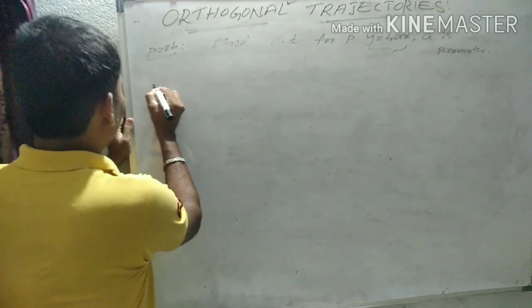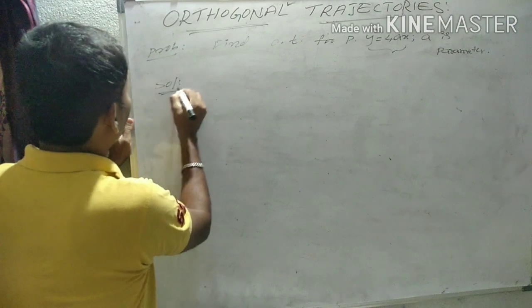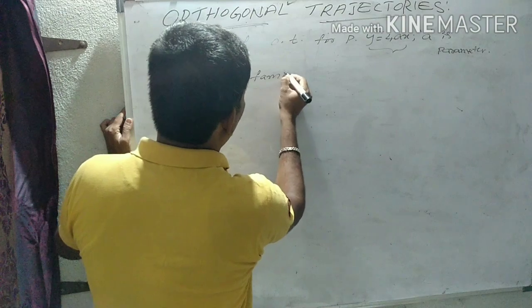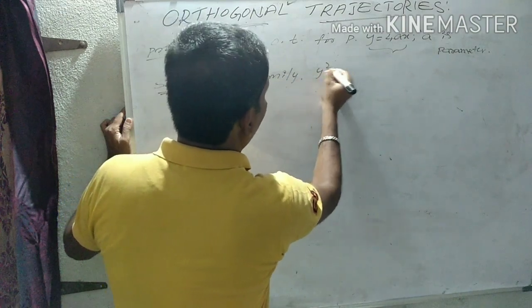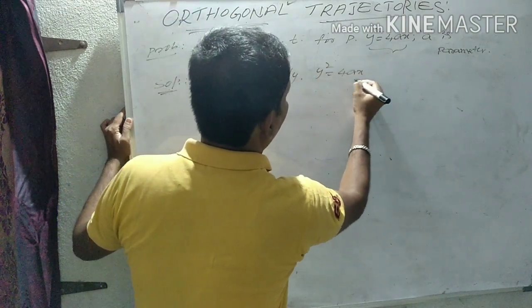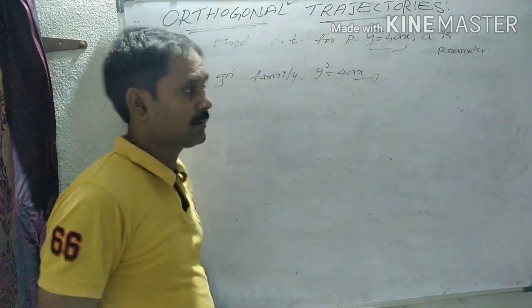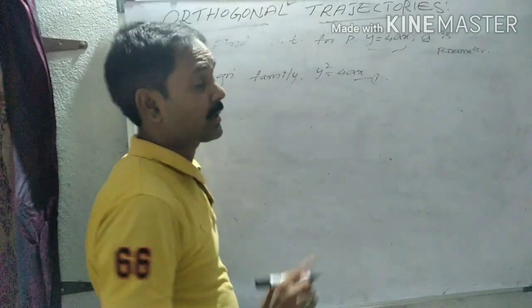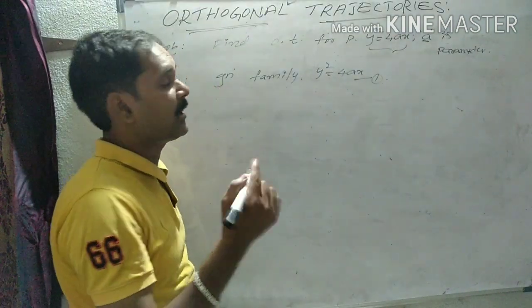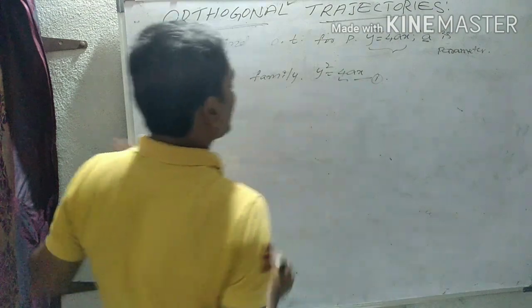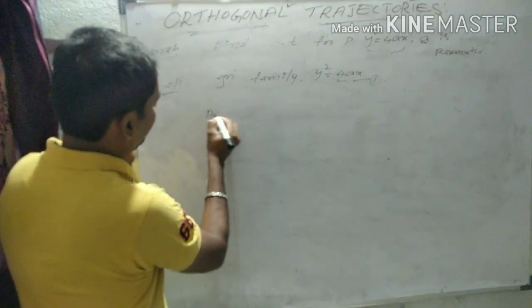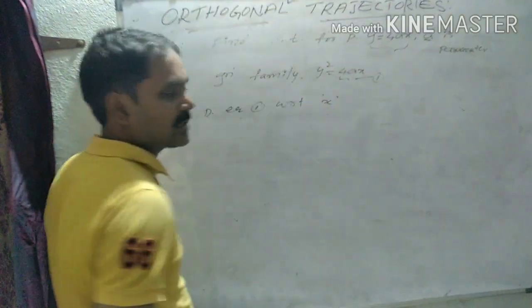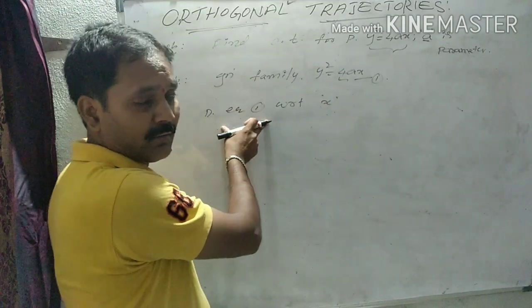So now the solution. Given family of curves, y square equal 4ax. Let this be equation 1. So we can observe here a is the parameter. So our target is a. We have to eliminate a. So differentiate equation 1 with respect to x. This is the second point in our working rule.